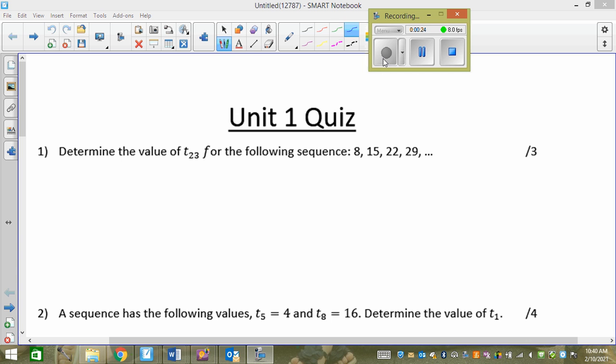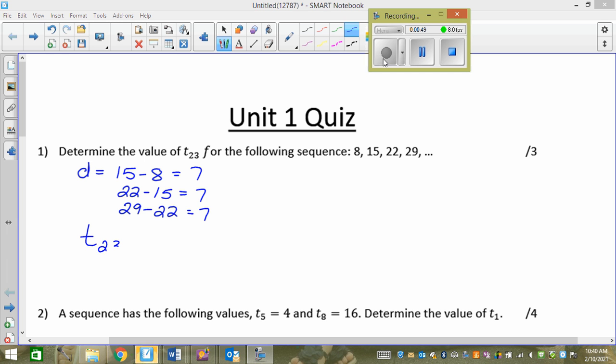So my d value would be 15 minus 8, or I could have said 22 minus 15, or I could have said 29 minus 22. All of these are 7. So that's how I know it's arithmetic, right? Because when I subtract them, I get the same d value. We agree? Then I want T23.